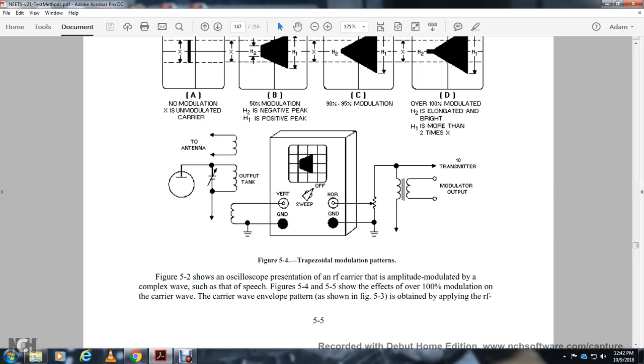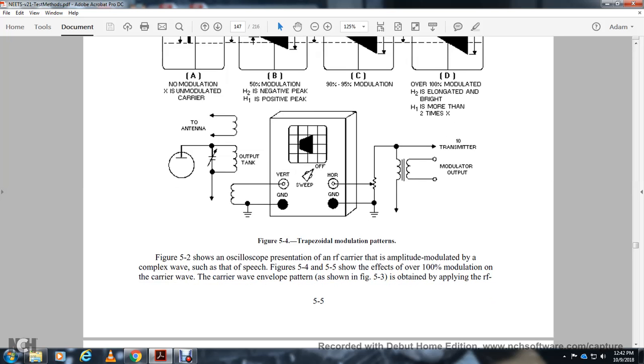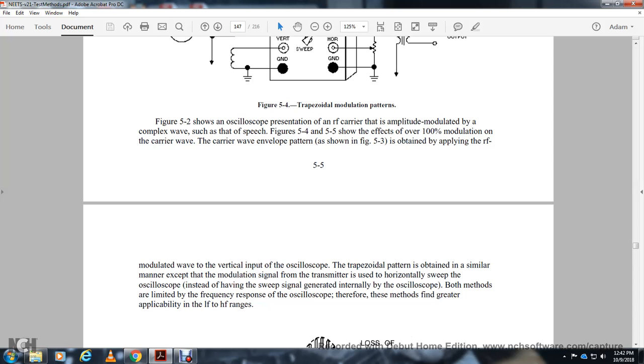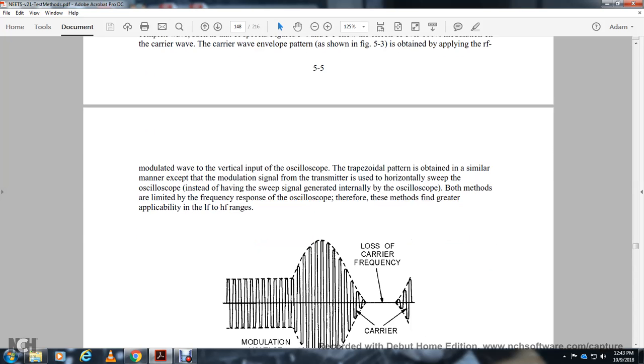The envelope of the pattern shown in figure 5.3 is obtained by applying the radio frequency modulated signal to the vertical input of the oscillator. The trapezoidal pattern is obtained in a similar manner, except that the modulating signal is applied to the horizontal sweep of the oscillator instead of using the sweep generated internally by the oscillator. Both methods limit the frequency response of the oscillator. Therefore, use the method with the greater applicability for low frequency and high frequency modulation.